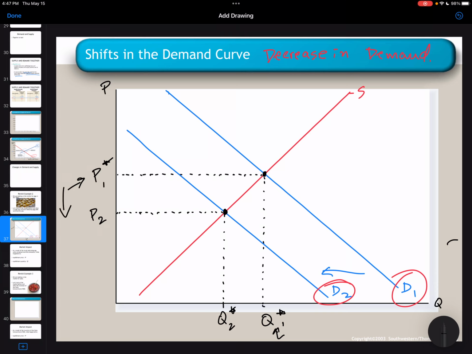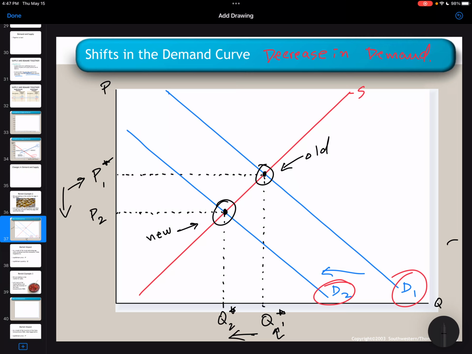So notice how we're going to get a fall in price and a fall in quantity, right? So our new equilibrium is down here, right? This is our old equilibrium, and this is our new equilibrium, okay? So that is, our graph can now tell us exactly what's going to happen in the market. There's going to be a decrease in demand. Demand curve shifts to the left. It shifts from D1 to D2.